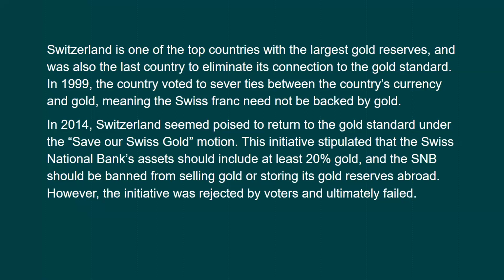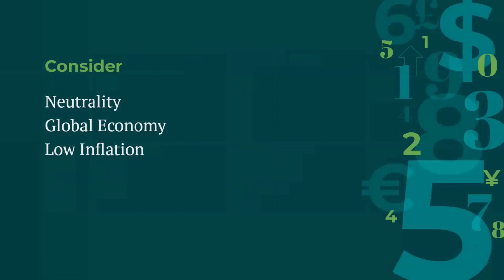They hold some of the largest reserves, but they don't have the gold standard. Even in 2014, they were ready to return to the gold standard. They called it the Save Our Swiss Gold motion, where the Swiss national bank should have included at least 20% gold, and gold sales should be banned. And of course, the voters rejected the whole thing. So just a thought for that.